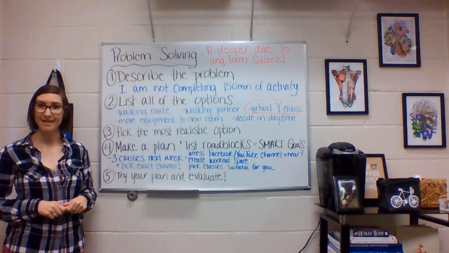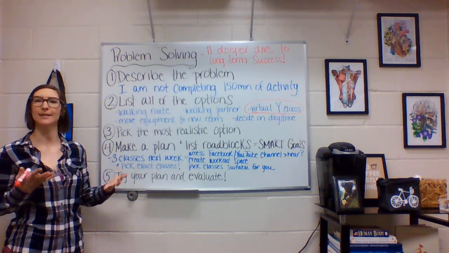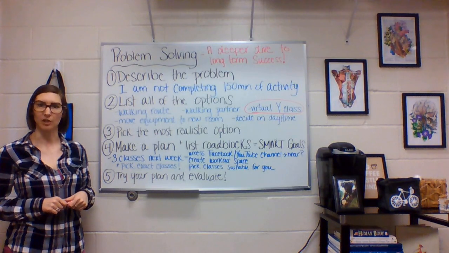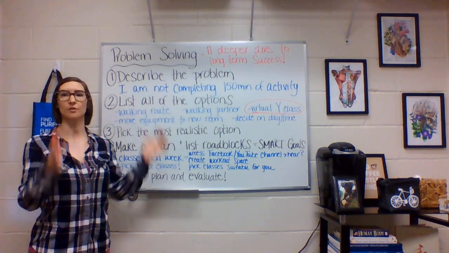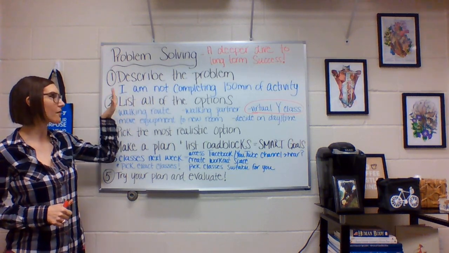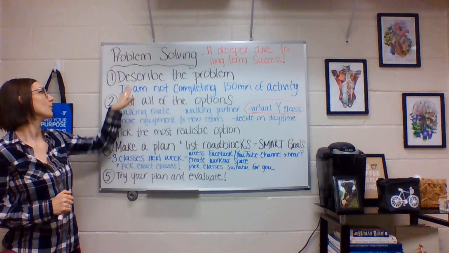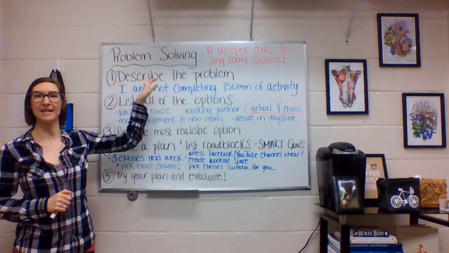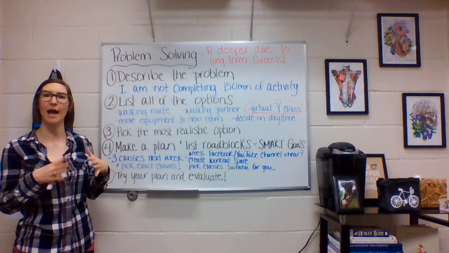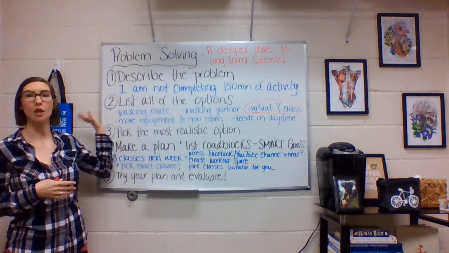Make sure that you're honest with yourself and that you're checking in on why certain things aren't working and how you can adapt to make it more successful for you. So let's recap and put this together. Problem solving: how are we even going to get to the point of setting up a goal for ourselves? We want to describe the problem, be specific, and really hone in on what the specific problem is for you. List all of your options.